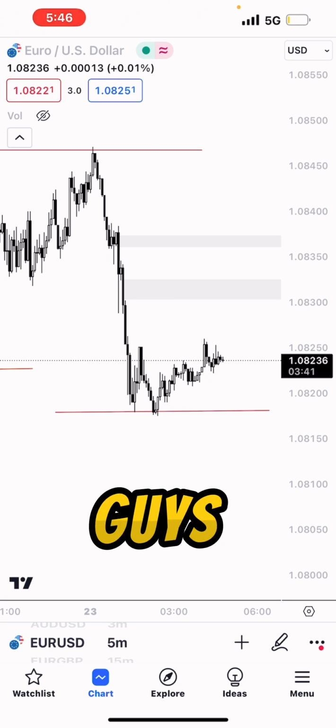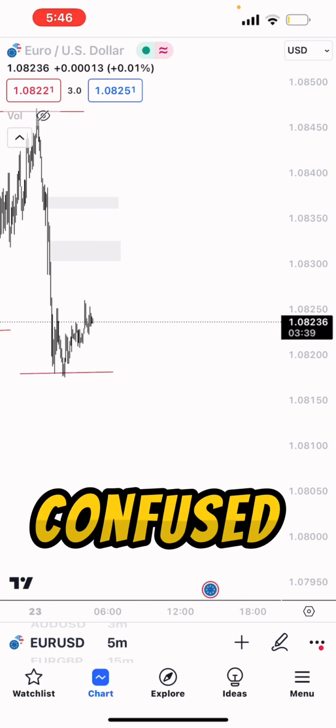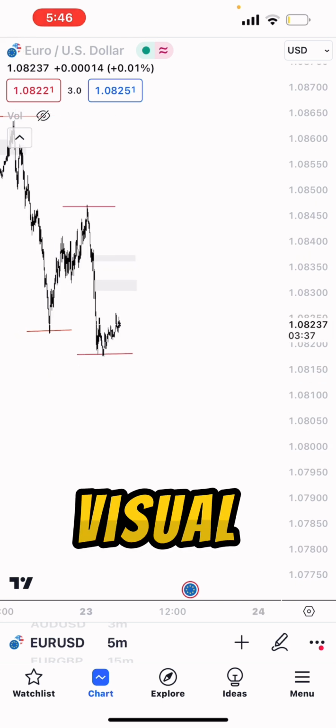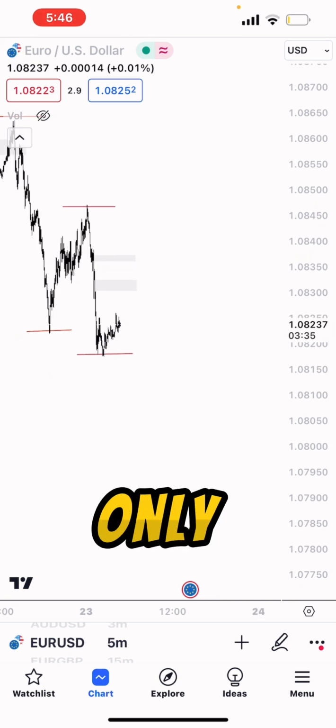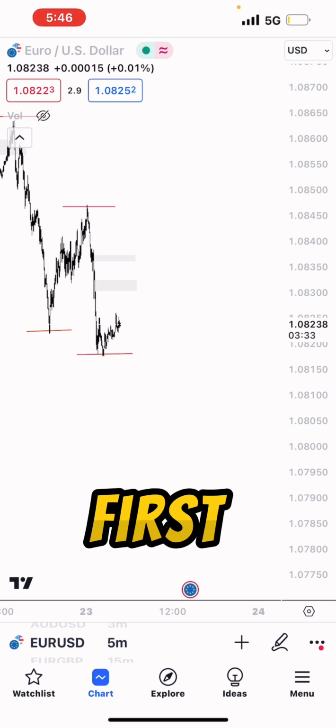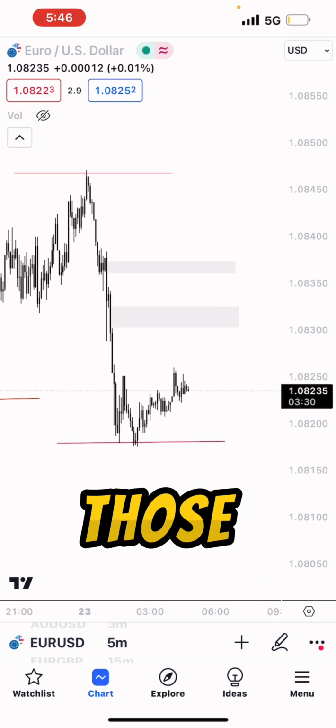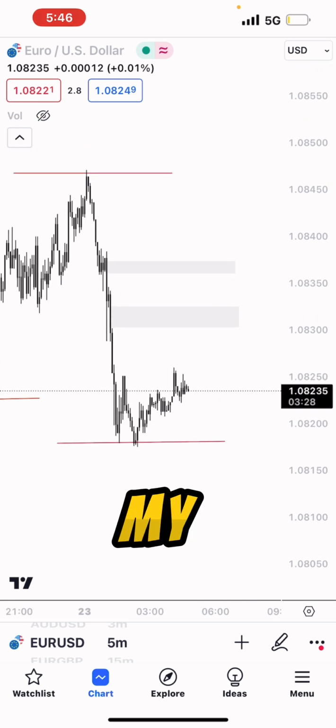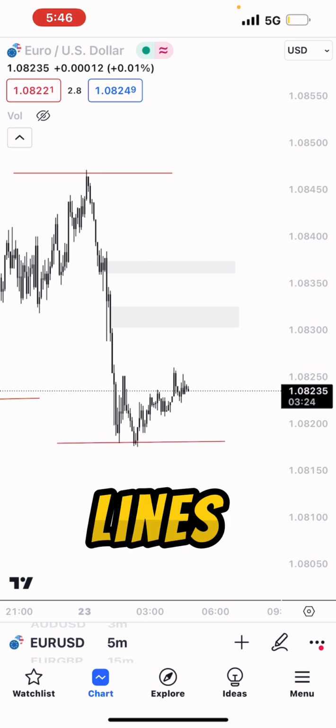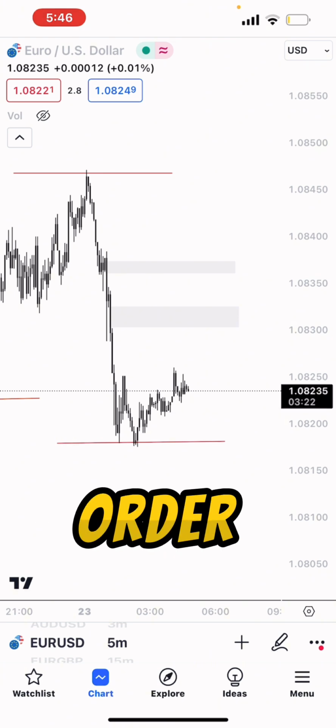So yeah, guys, I hope this video was helpful. If you're still confused, I have an ebook showing you visual examples of the setups that I take. I only trade 2 setups, and this is the first one that you're looking at right here with those gray boxes. The second setup is literally just the same thing but with lines, because I trade order blocks. So I trade order blocks and gaps.